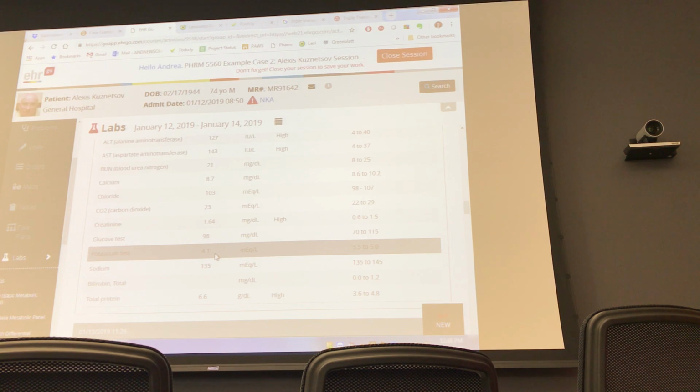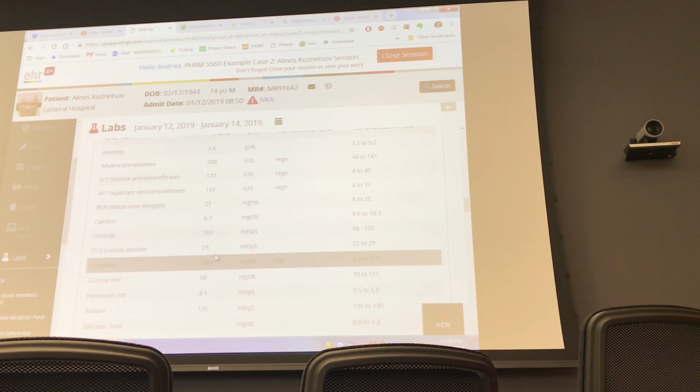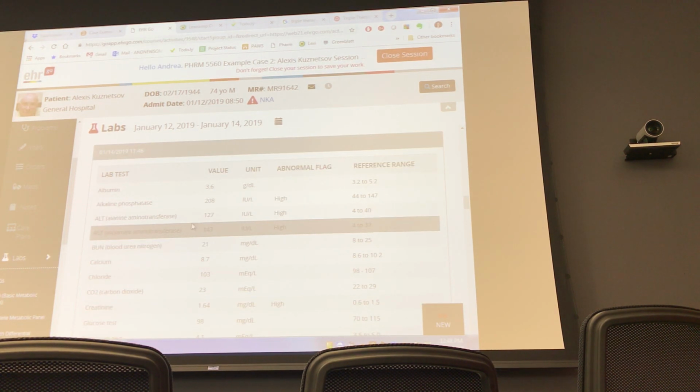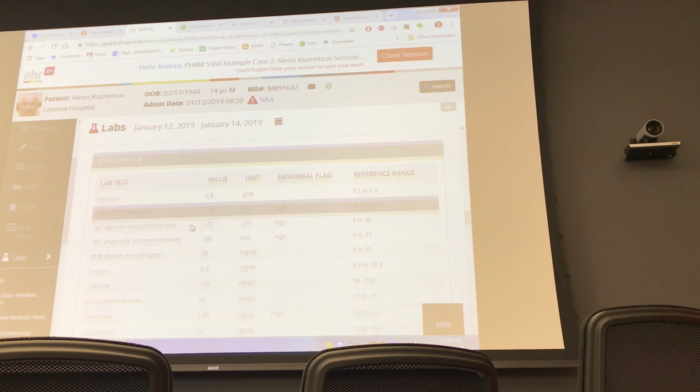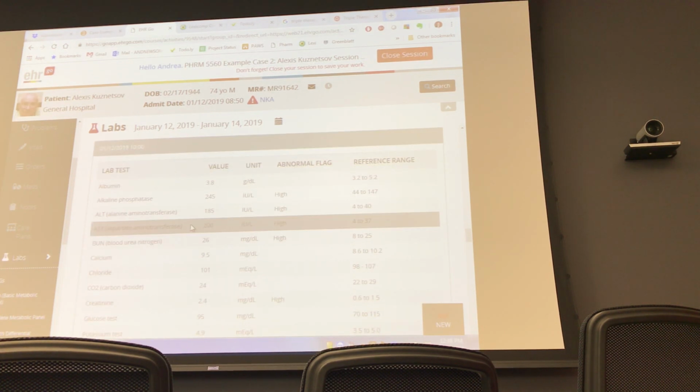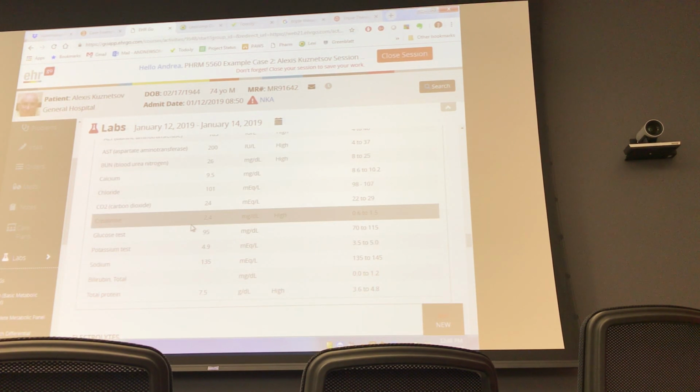We got a potassium of 4. How do you guys feel about potassium of 4? Does that speak to you of an inability to filter? No. Okay, good. I agree. It's a great potassium. And I don't see a phosphorus here. Well, if we had a phosphorus, we can look at that one too.